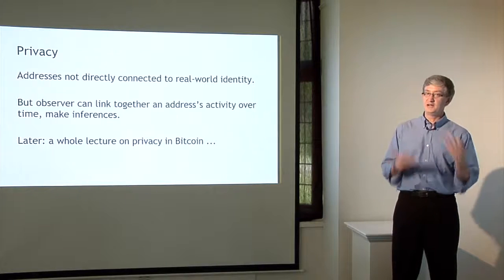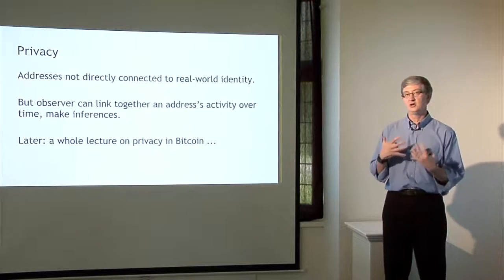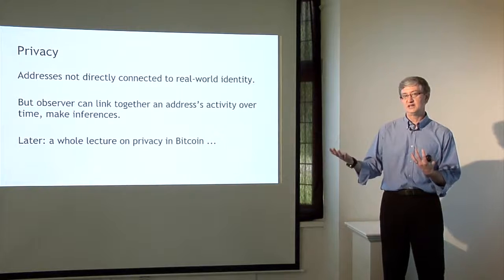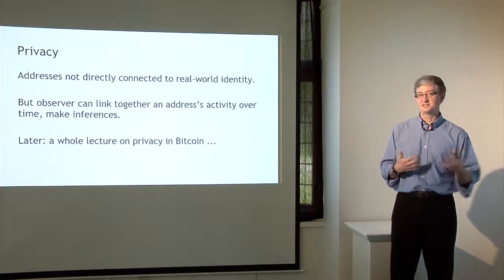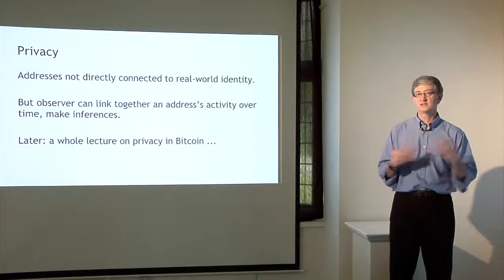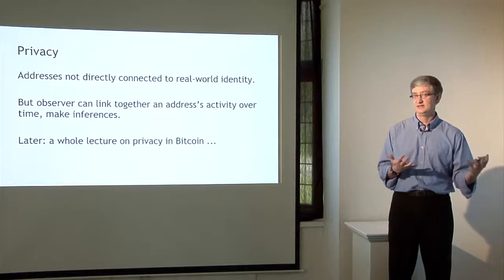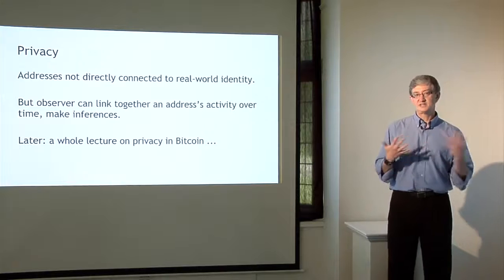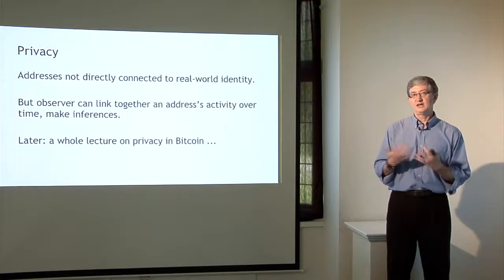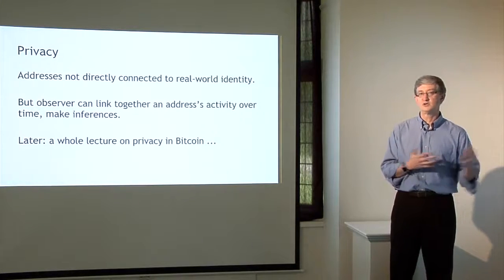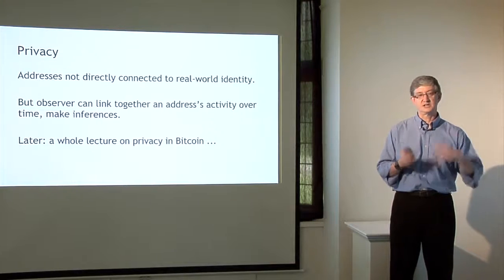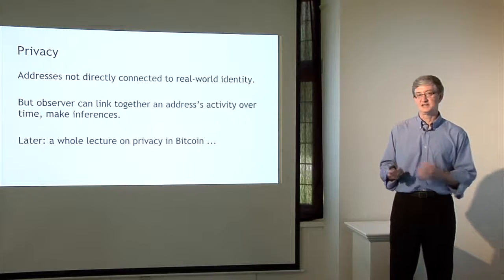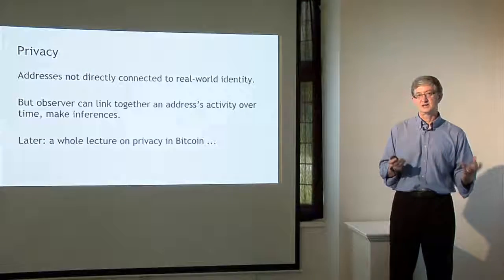And so this balance between, on the one hand, there being no initial tie to real-world identity, and on the other hand, that a pattern of behavior of an address emerging over time, and the question of what can be inferred and which dots can be connected, that gets pretty complicated. And that's really the question of privacy in a cryptocurrency like Bitcoin. And there's a whole lecture about that later on. And so I'm not going to steal the thunder of that lecture. I just want to give you an idea of how decentralized identity makes privacy a complicated question.